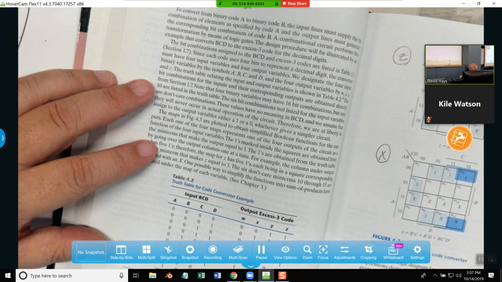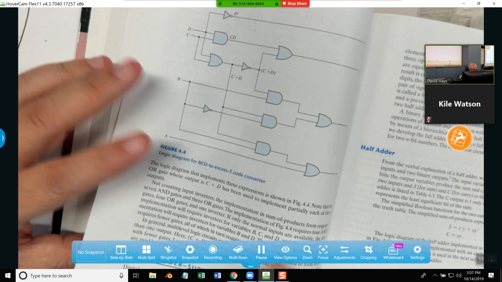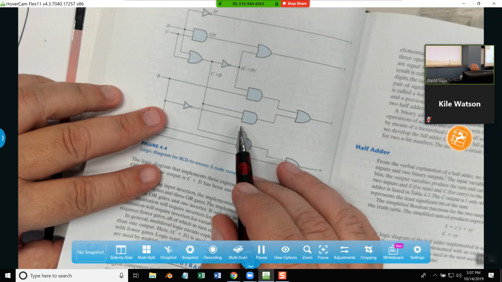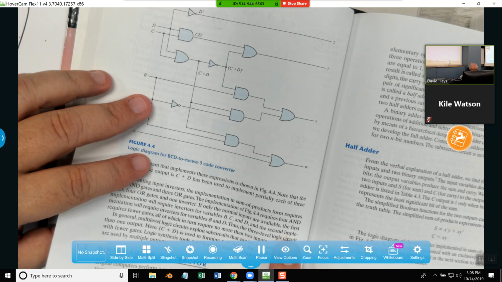Okay, I'm having trouble seeing this one. Let me write it down. X equals B prime C plus B prime D plus B C prime D prime.